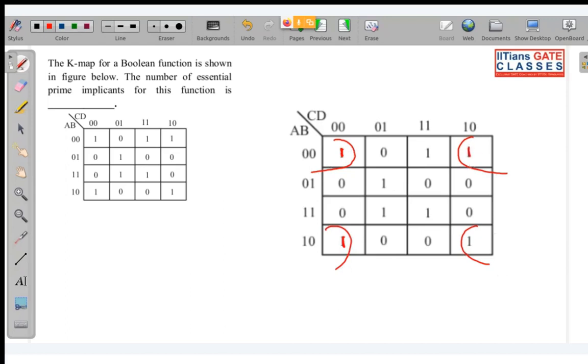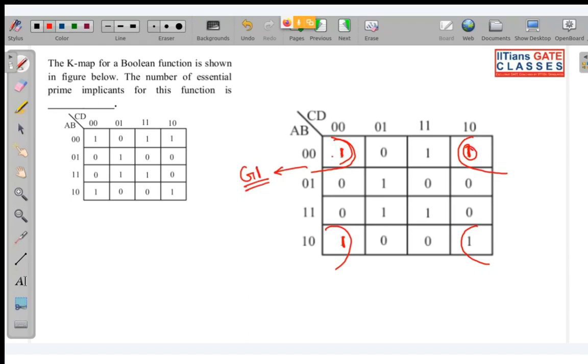Okay. This one has two options. Either it can combine with this group of 4 or it can combine like this. So this one is not an essential prime implicant. Listen very carefully to what statement I am making. Due to this group of 4, let me denote it by G1. Due to this one, this G1 is not a prime implicant.